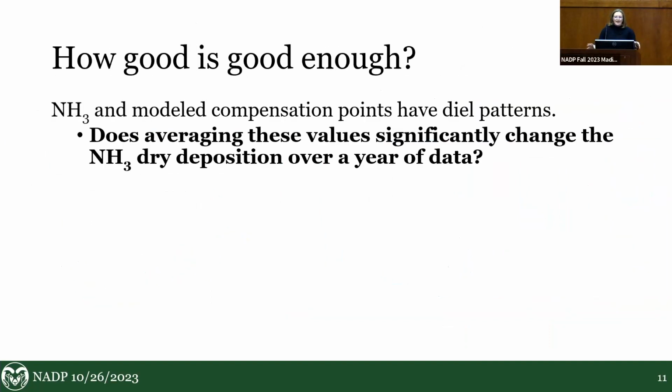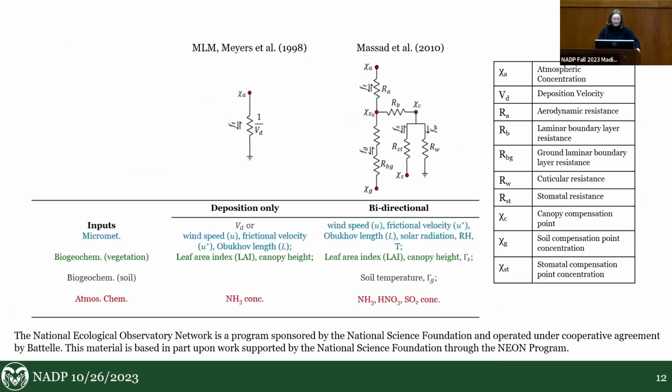So now we're back to that how good is good enough, right? We'd really love to be able to use just the passive data, but because we know that ammonia concentration and these compensation points both have a diel pattern, does just using the biweekly average still capture deposition on this annual time scale?